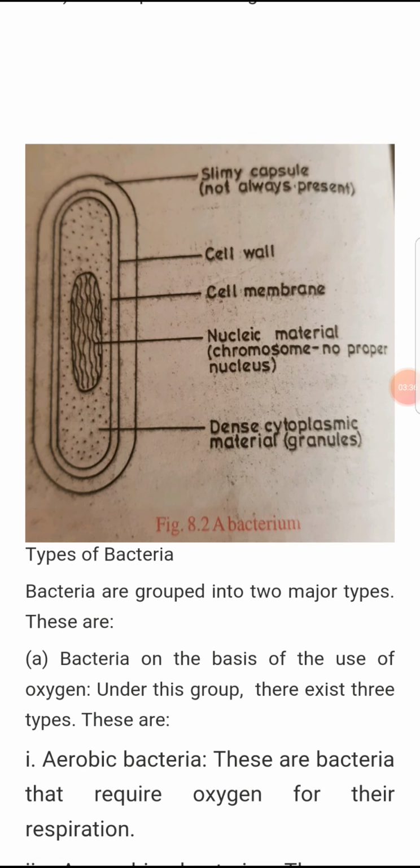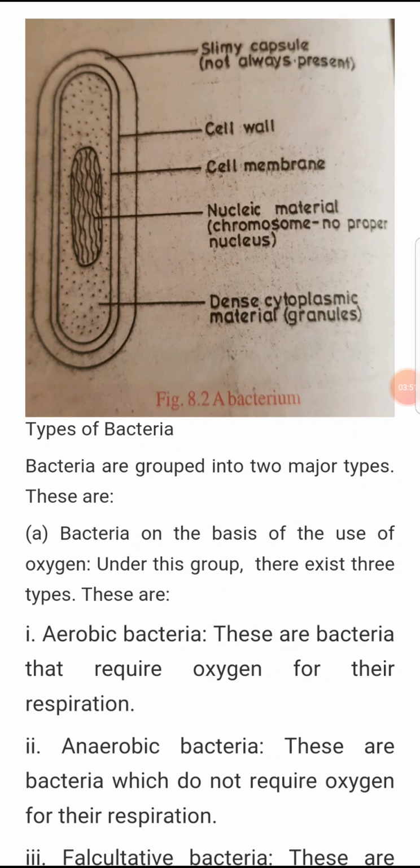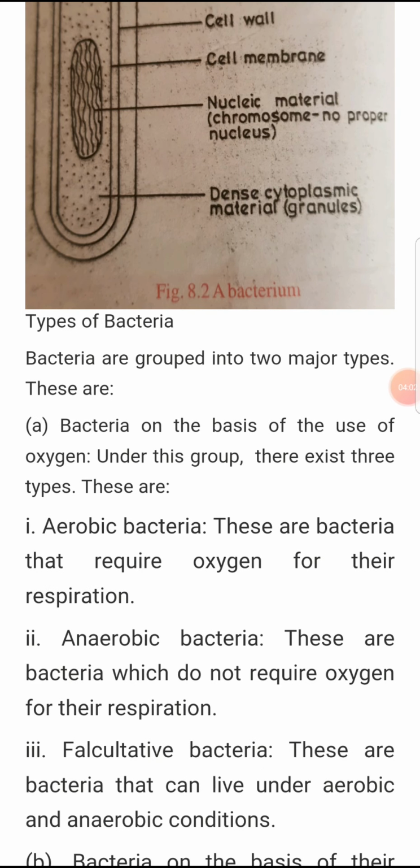This is a diagram of how a bacterium looks like. It is bacterium when it is singular, that is one, and we call it bacteria when it is plural, that is when the bacterium are more than one. Types of bacteria. Bacteria are grouped into 2 major types, one based on the shape and the other based on the oxygen. So we have aerobic bacteria.